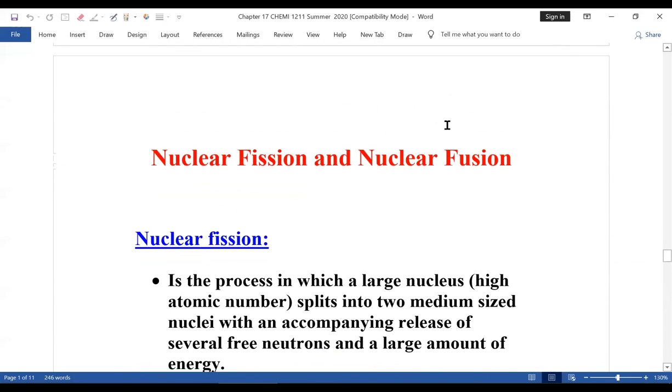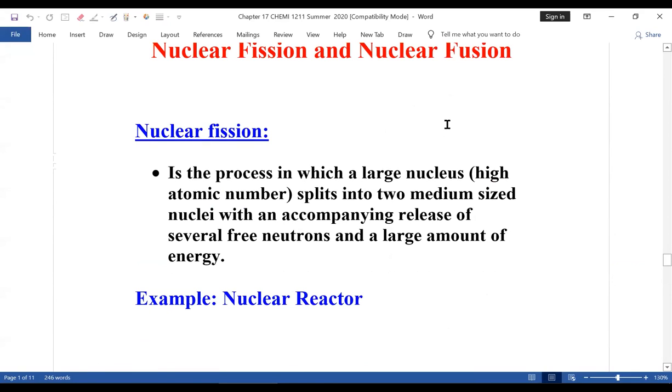Because now, when it comes to nuclear energy, the next two slides you should know. This will be not on test four, but the final. The first one is nuclear fission. Nuclear fission is a process in which a large nucleus splits into two medium-sized nuclei and gives off a lot of energy and free neutrons. It's used in nuclear reactors. If I ask you what's an example of nuclear fission, you should know nuclear reactors.